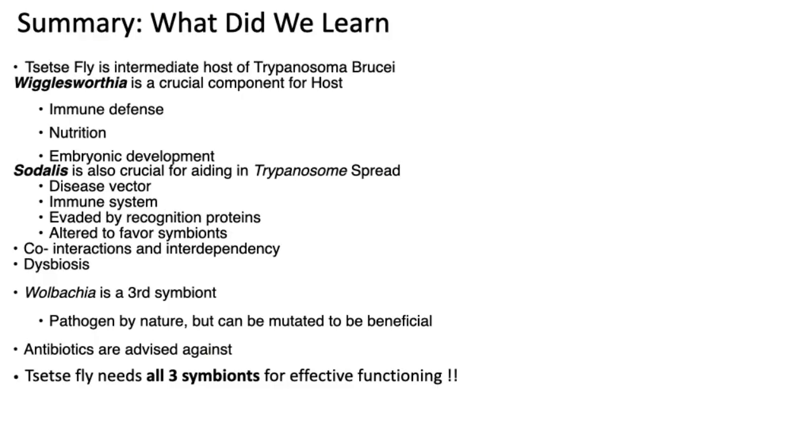And then antibiotics are advised against because they would rid this host of its needed symbionts. And we kind of talked about that in the dysbiosis, and also in the immune response, how when it is absent, it causes a whole lot of ramifications within the host fly. So my one sentence takeaway is that the Tsetse fly needs all three symbionts for effective functioning.